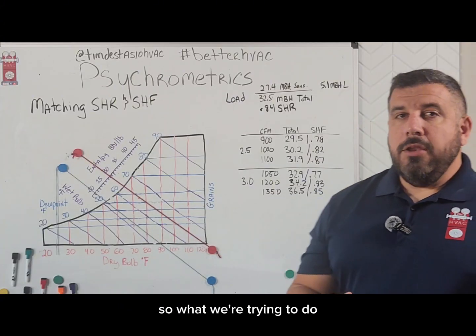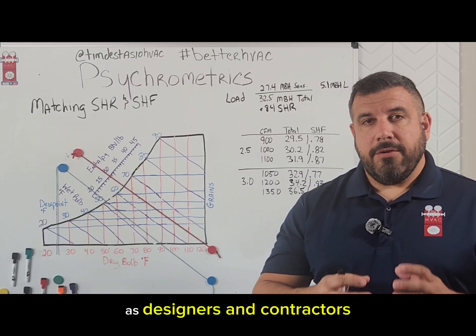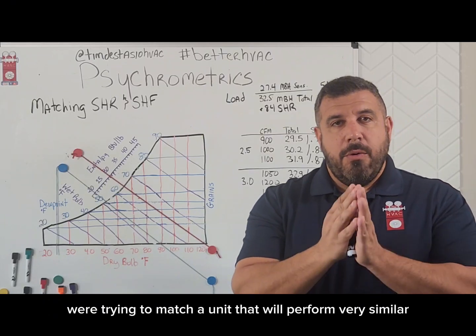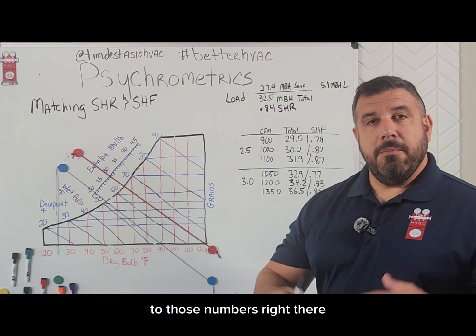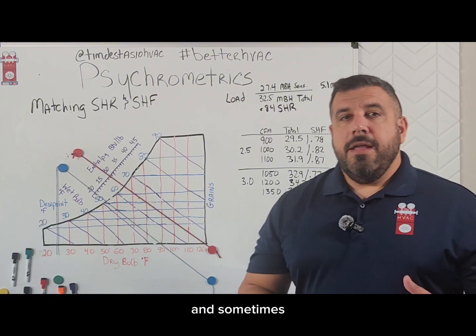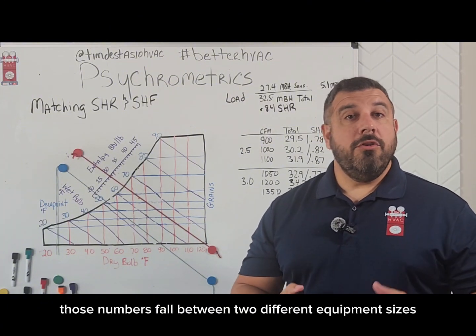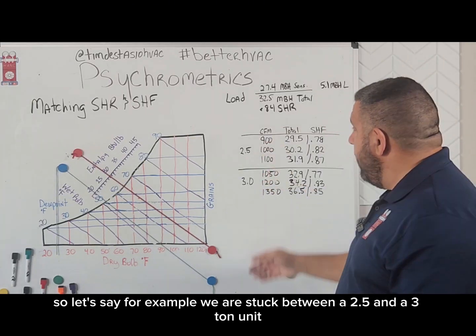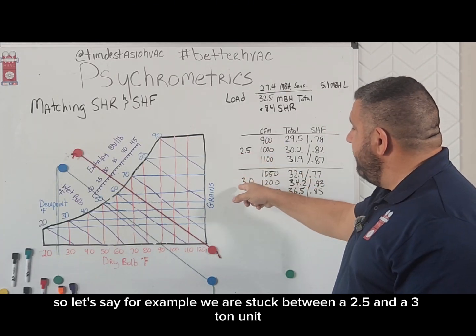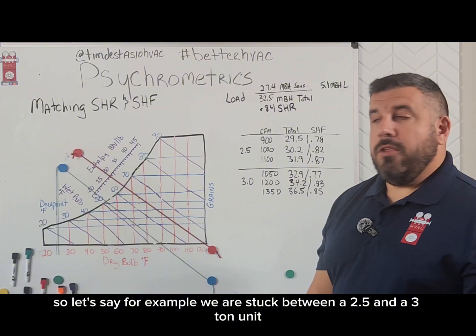So what we're trying to do as designers and contractors is match a unit that will perform very similar to those numbers right there. But we don't live in a perfect world, and sometimes those numbers fall between two different equipment sizes. So let's say, for example, we are stuck between a 2.5 and a 3-ton system.